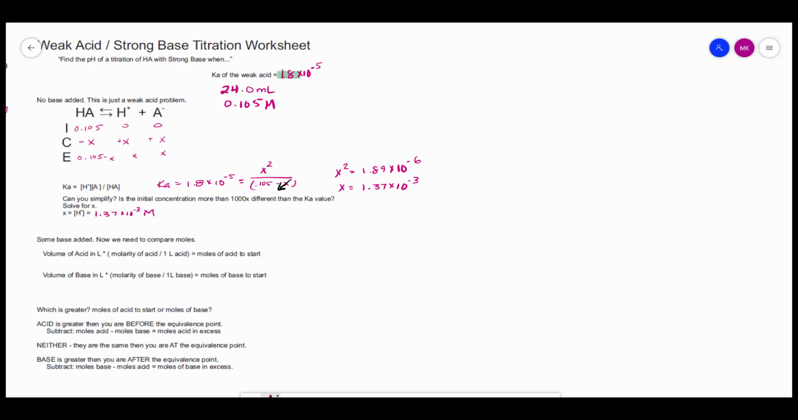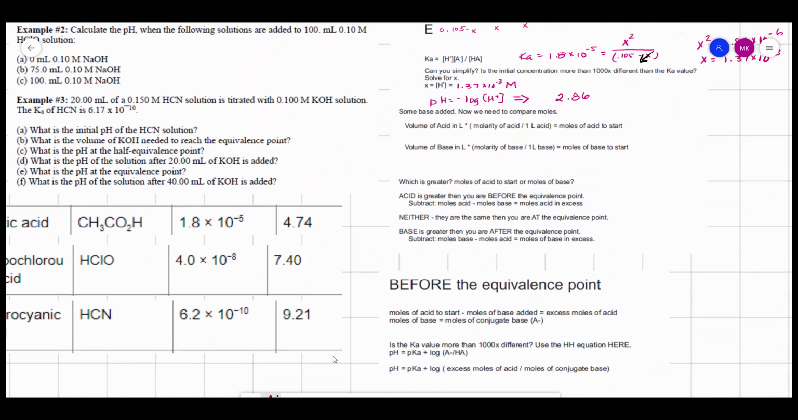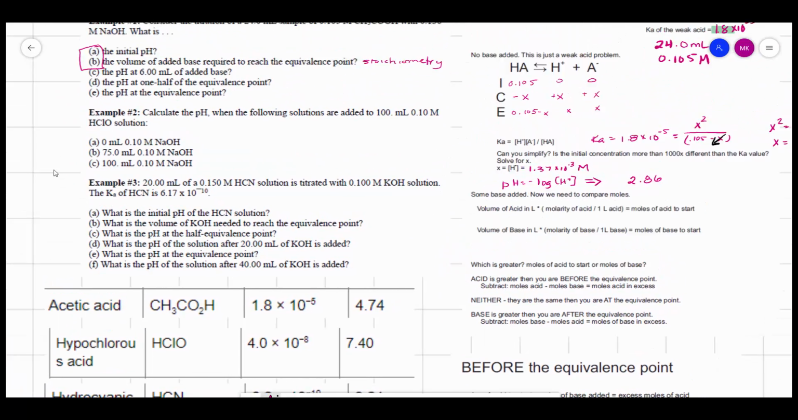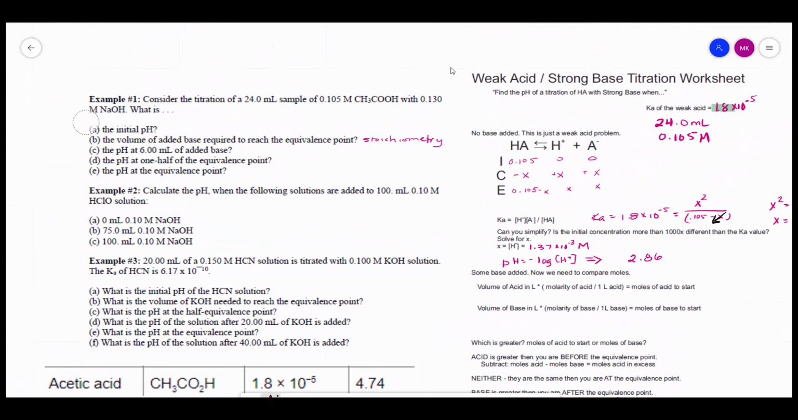So now I can find the pH. Now I can solve for the pH. So if that's the concentration of my hydrogen ion and pH equals the negative log of the hydrogen ion, then I take the log of that value and I get a pH is equal to 2.86. So that answers A. Let's go back over here. So the initial pH is 2.86.